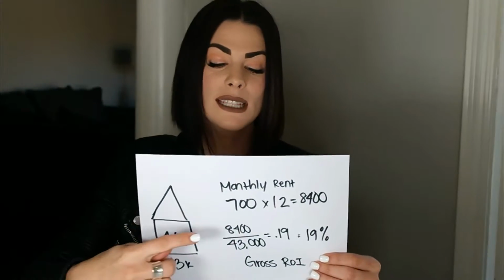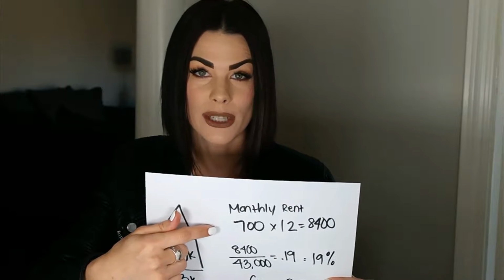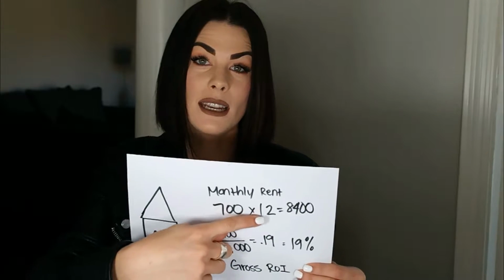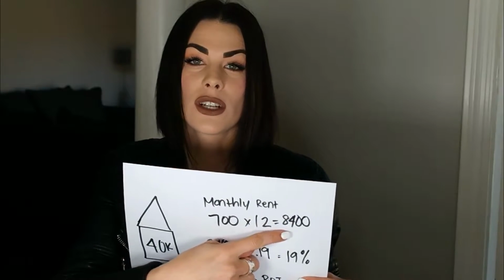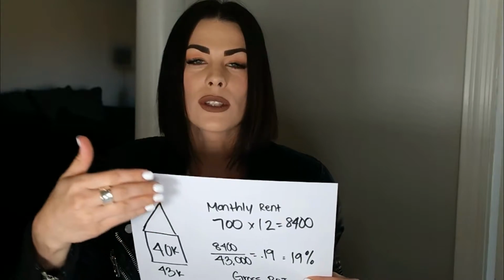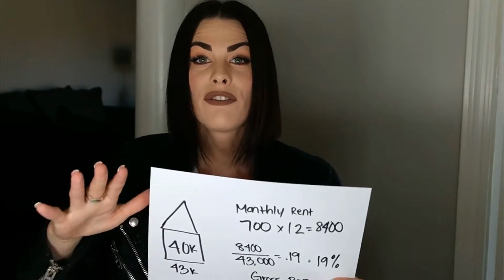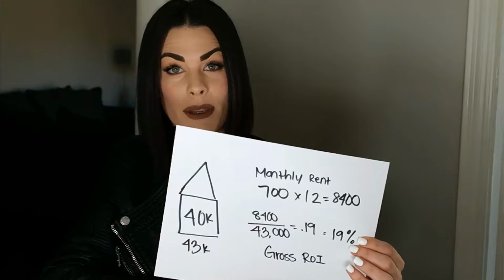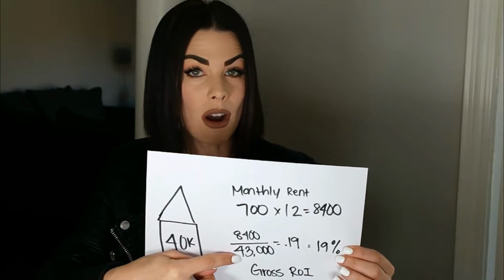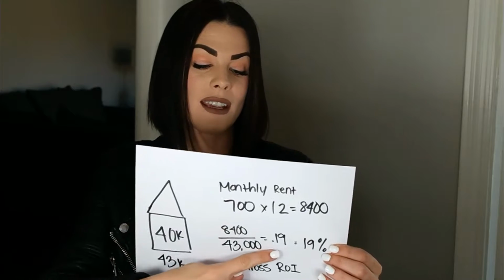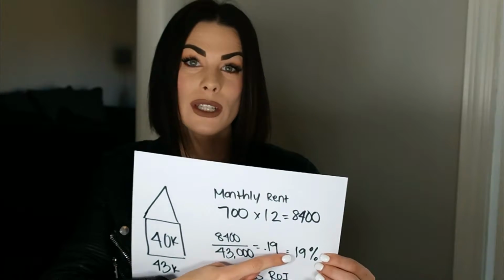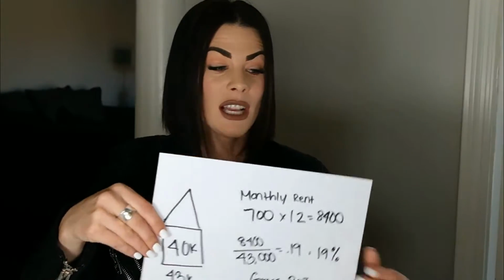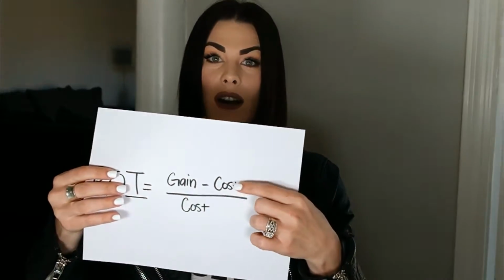My monthly rent, I'm expecting to get $700 a month in rent. So my monthly rent is going to be $700 times 12 for the number of months, and that equals $8,400. This is your gross rental income, so that is before you take out other costs. The gross return on investment for this would be $8,400 divided by your cost, which is $43,000. That gives you 0.19, which is a 19% return on investment, which is great. But there are going to be costs that you need to put in here.